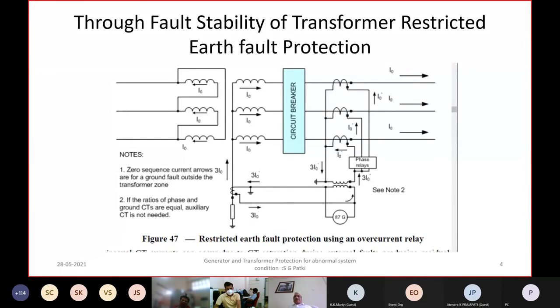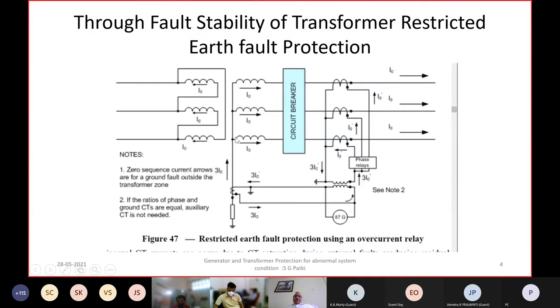In the generator, normally you can afford to have almost 10% pickup just to take care of the CT errors of plus minus 5% on both the sides. But in case of transformer, because of tap changing and many other natural mismatches which occur, you need to keep a pickup which is slightly on the higher side. So in transformer differential, we'll have 20% at least minimum pickup of the operating coil.